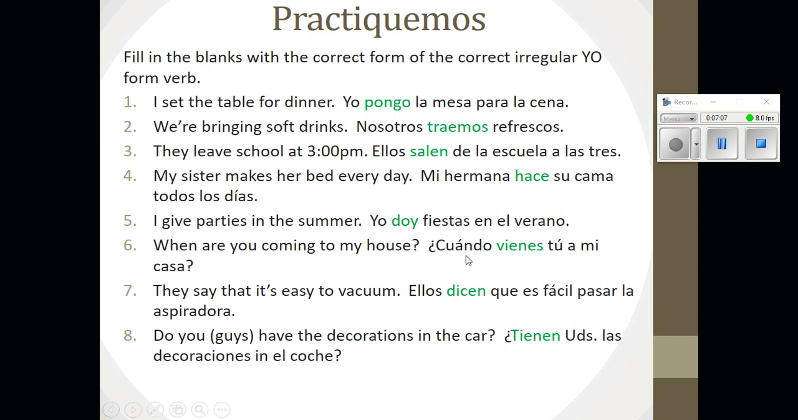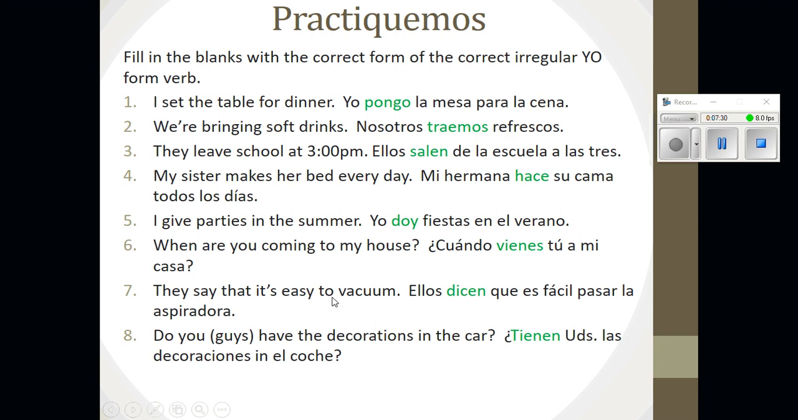When are you coming to my house? Okay, so you is the subject. Notice here, tú is the subject. Okay, so it's not the yo form, so we want to follow the normal rules. Okay, we know that venir means to come, and it's an E to IE stem changer, and that also it is an IR verb, so we will drop the IR and add the appropriate ending. Vienes. ¿Cuándo vienes tú a mi casa?